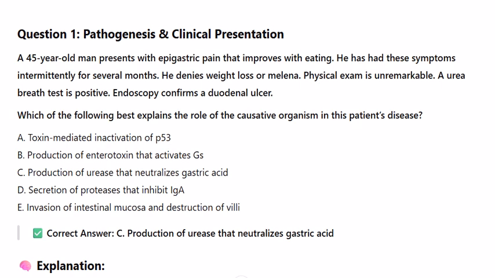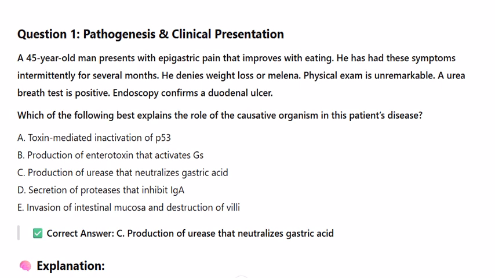Explanation. Helicobacter pylori colonizes the gastric mucosa by producing urease, which breaks down urea into ammonia, raising pH locally, which enables survival in the acidic stomach and damages the mucosa. This leads to duodenal ulcers, often with relief upon eating, due to protective secretions. Why not? A. P53 inactivation is related to gastric cancer but not duodenal ulcers.